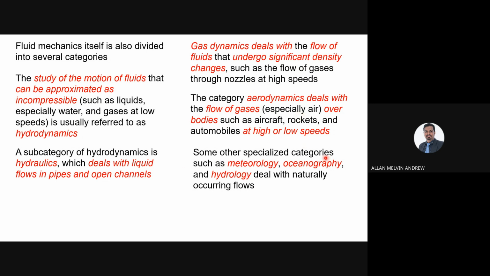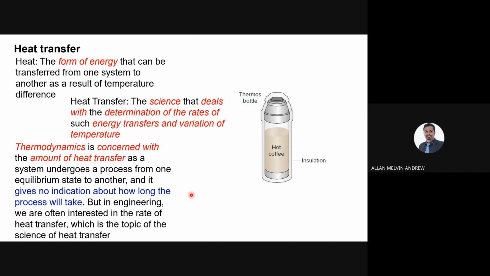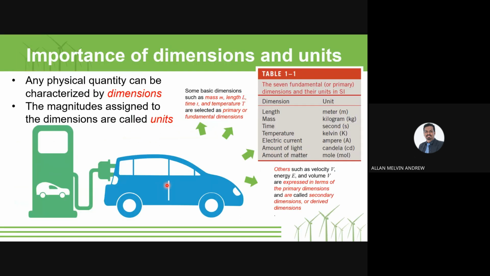And we also have other terms like meteorology, oceanology, and hydrology. All these deal with naturally occurring flows, in the ocean, in the river. It is something that happens naturally. Then we have heat transfer. I think I already explained earlier that heat transfer is a form of energy that is transferred due to temperature difference. We are not covering this in this course, but I think I already gave enough explanation. All these calculations are related to conservation of energy.